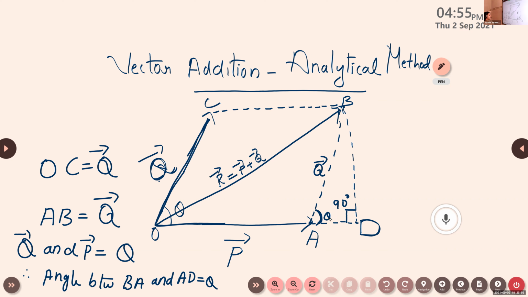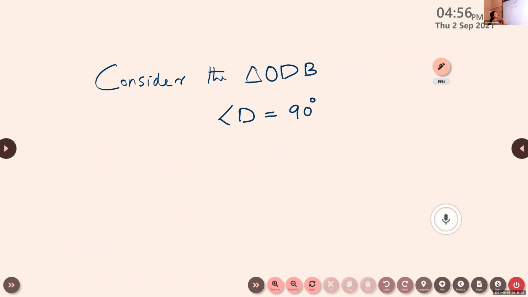So here we are going to find some findings from this figure and mark all the values corresponding to OC, AB, and the angles made by the vectors and the other sides of the triangle. Now again, consider the triangle ODB. From the triangle ODB, we can apply the Pythagoras theorem. What does the Pythagoras theorem state? Applying the Pythagoras theorem to this right-angled triangle ODB.